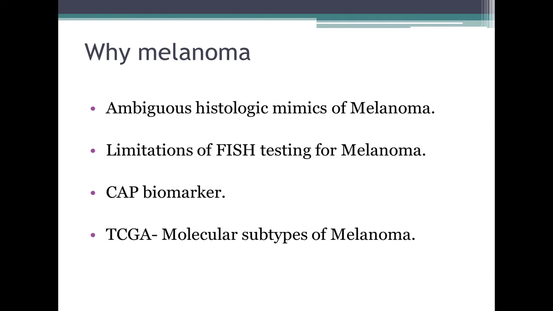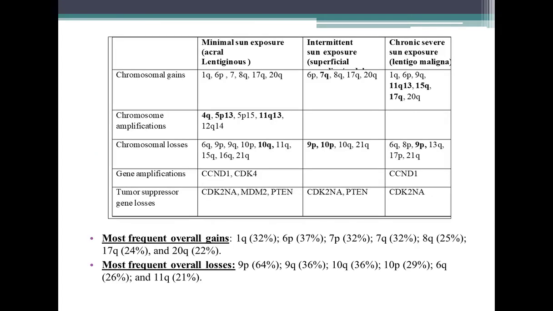So to summarize, the reason we chose melanoma is that the ambiguous nature of these histologic mimics was very problematic. There were the existing limitations of the FISH testing, the CAP biomarker template, which needed more information, and the TCGA provided us with the new molecular subtypes of melanoma.